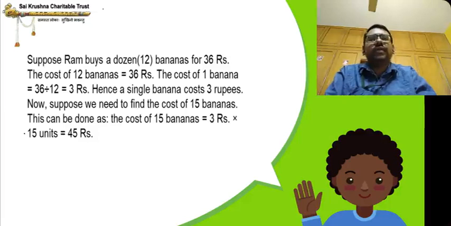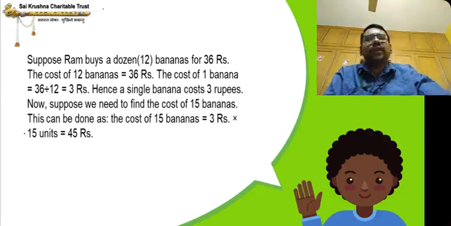Suppose we need to find the cost of 15 bananas. This can be done as cost of 15 bananas equals 3 rupees, the cost of 1 banana. Therefore, cost of 15 bananas is 3 rupees into 15 equal to 45 rupees.